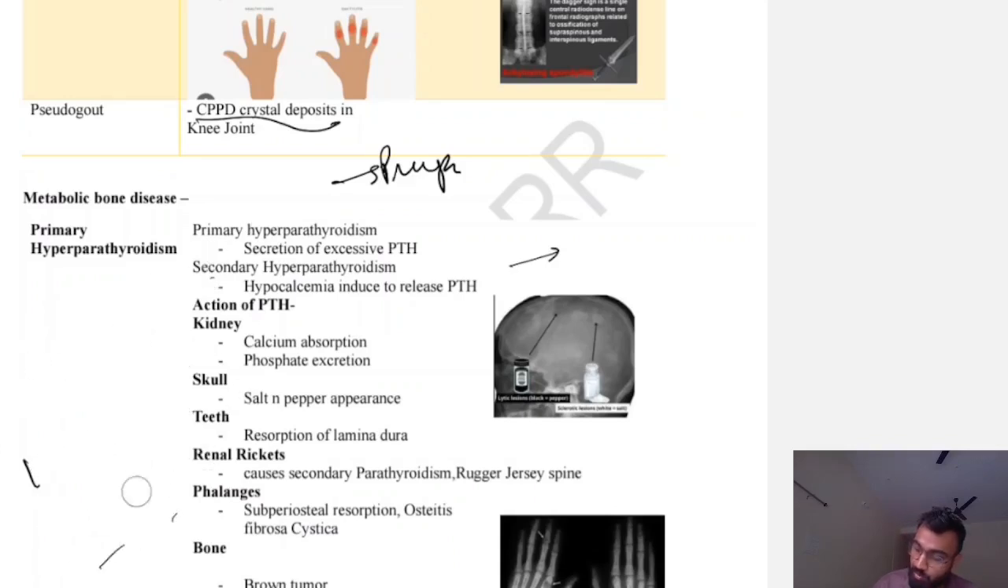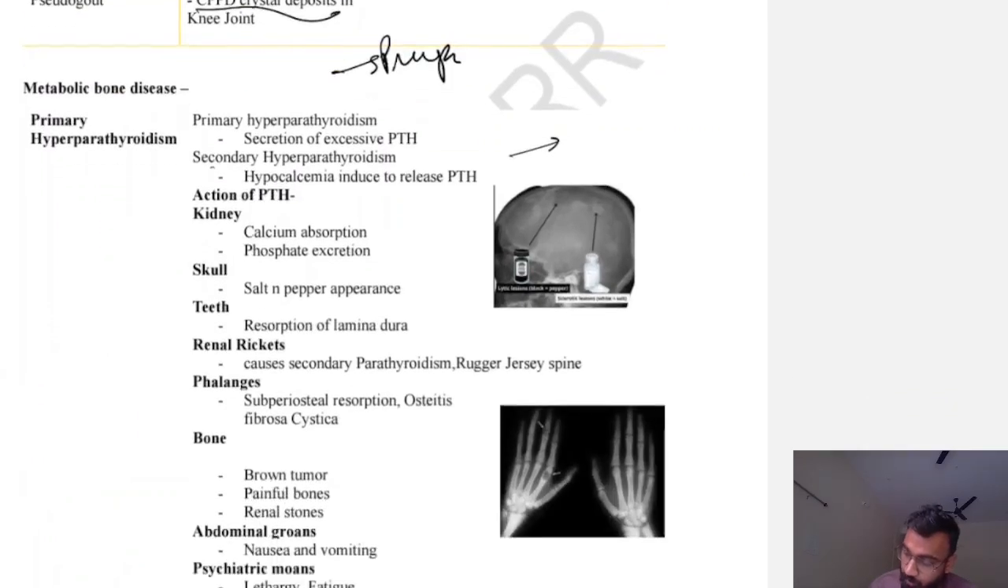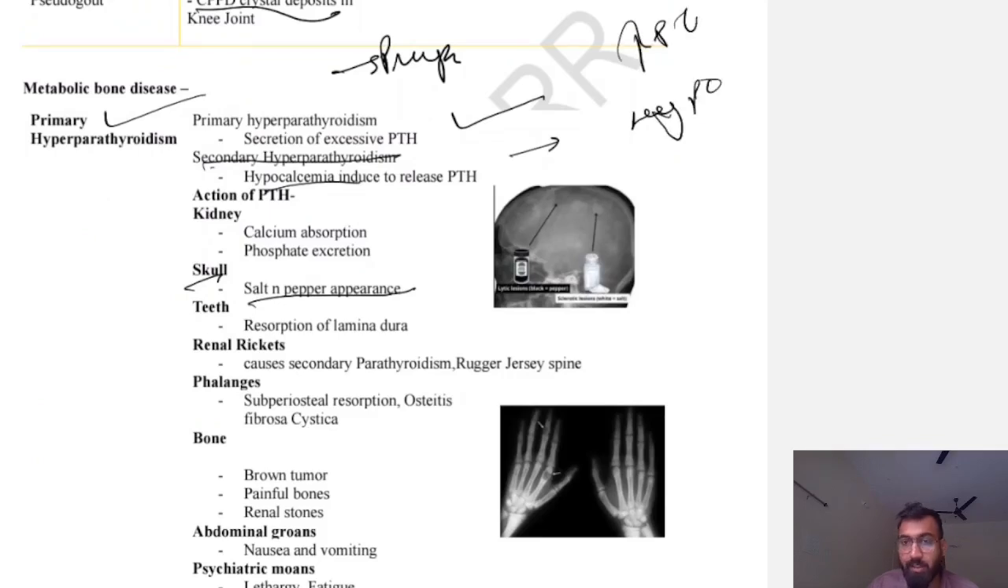So because it is causing bone resorption at bone level, in skull it leads to salt and pepper appearance, because primary hyperparathyroidism is due to excess secretion of PTH. Secondary is due to hypocalcemia, which increases the PTH level. Okay, resorption of lamina dura in teeth.